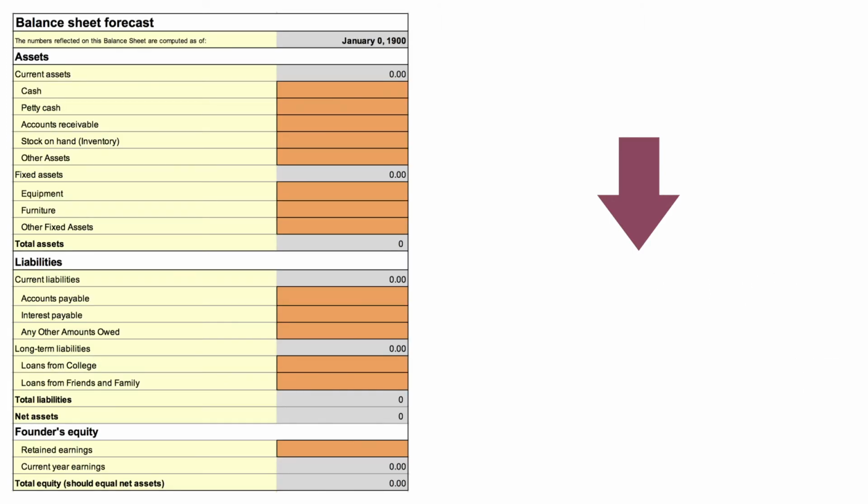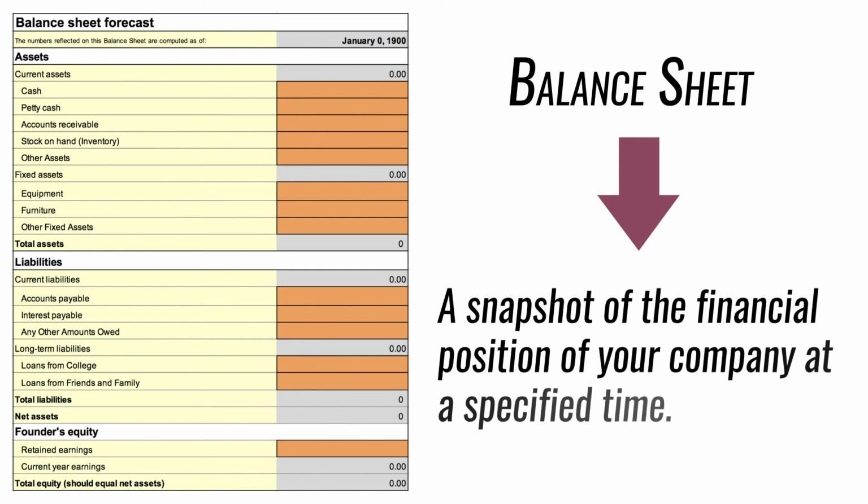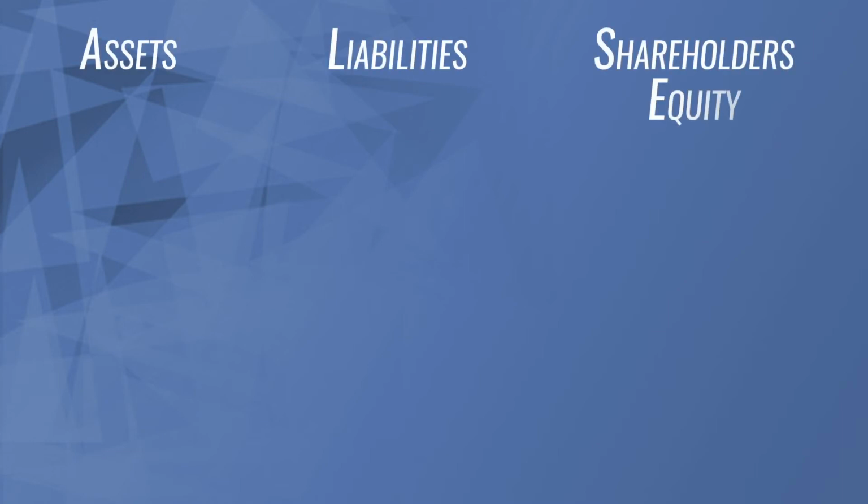Now let us talk about the balance sheet. The balance sheet is not something you fill up now. At the end of the first 12 months, forecast your balance sheet position. Your balance sheet tells you and your stakeholders 3 things. What are your assets? What are your liabilities? And what is your shareholders' equity?